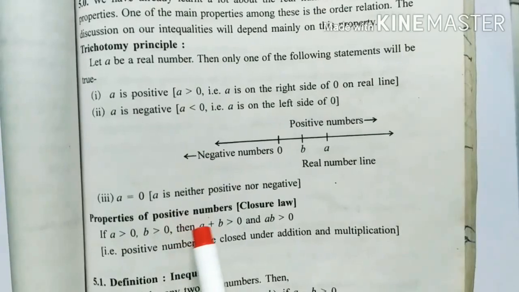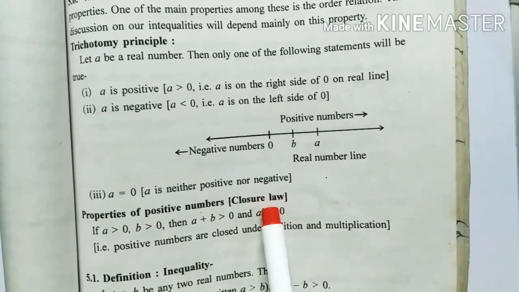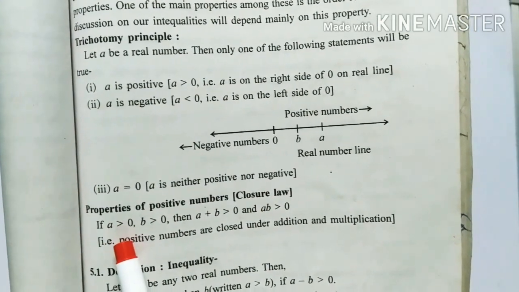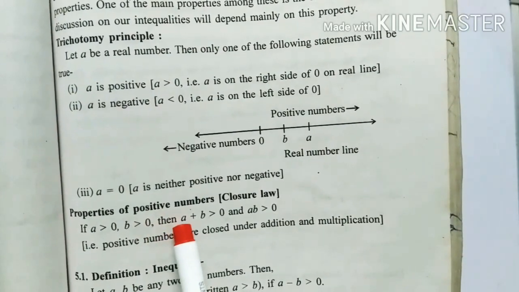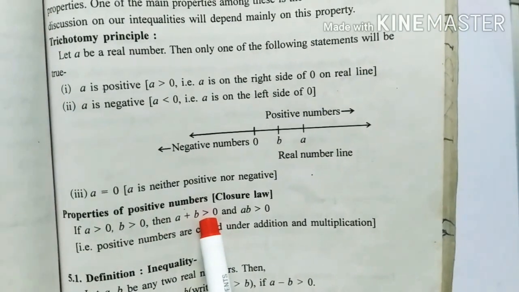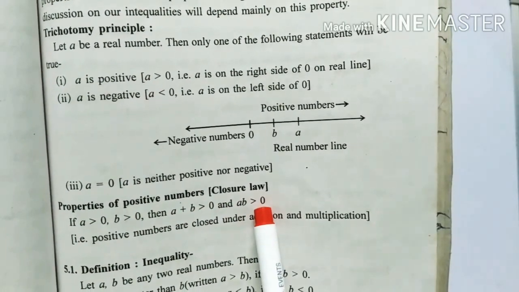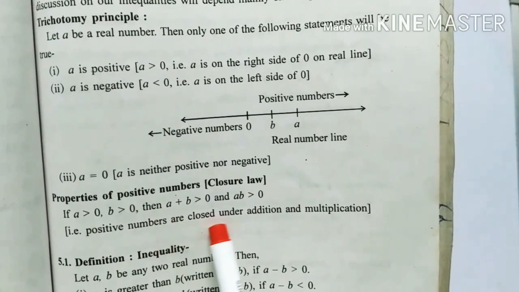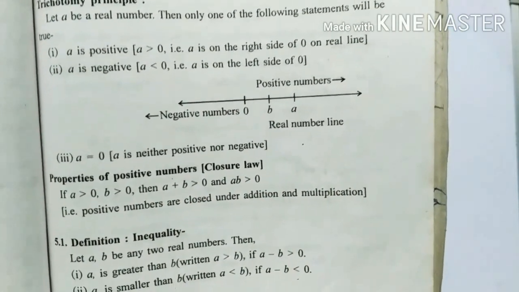Next it is property of positive numbers, closure law. If A greater than 0, B greater than 0, then A plus B will be greater than 0 and AB will be greater than 0. That is, positive numbers are closed under addition and multiplication.